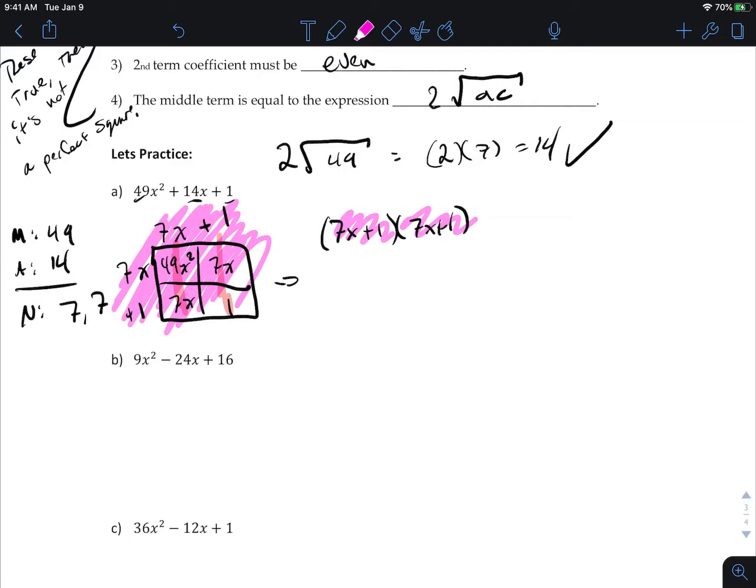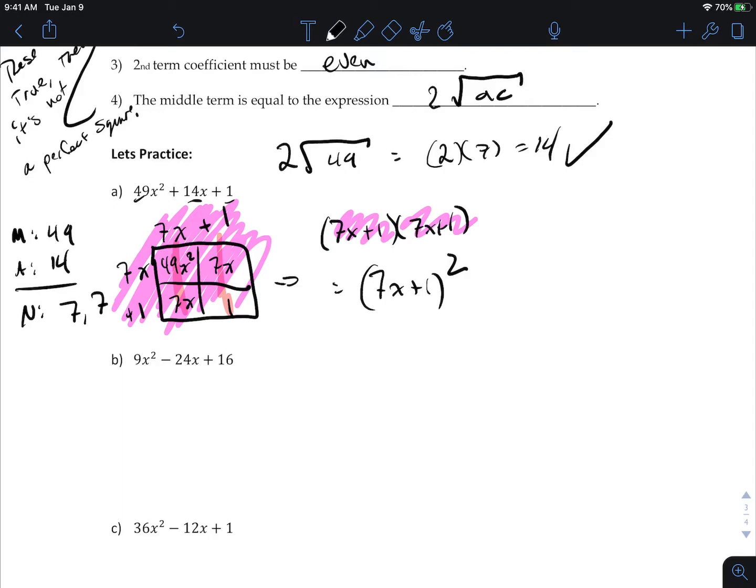Yes. Okay, so there's one more step to this. Because I have two of the same thing, I can go like this. 7x plus 1 squared. That's your final answer. Both of these are correct. I'd accept both of those.